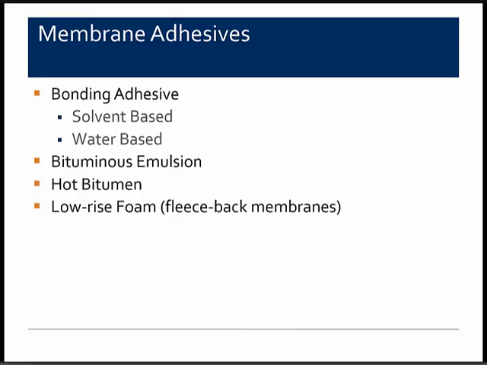And we have a lot of low-rise foams, either used to adhere the backside of a single-ply membrane or in a fleece-back membrane, where we have a fabric that's attached to the backside of a single-ply, and the fleece-back is adhered into the low-rise foam as it's beating up, and that provides a much more tenacious bond than just the low-rise foam and the membrane itself. And there's also some applications where EPDM is used in a fleece-back membrane where it's adhered in hot asphalt.